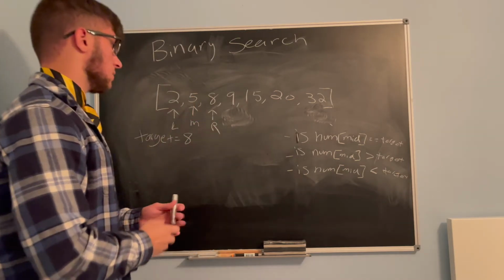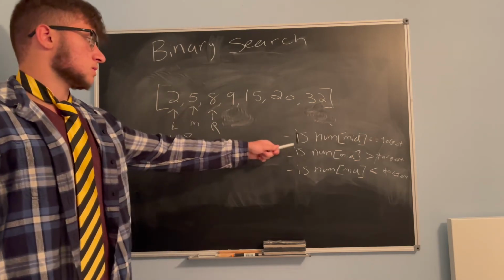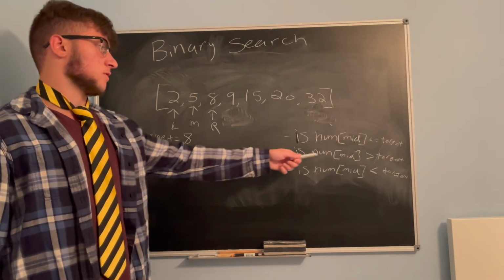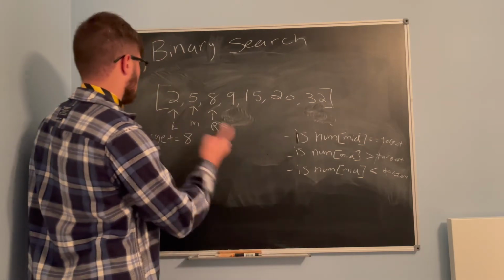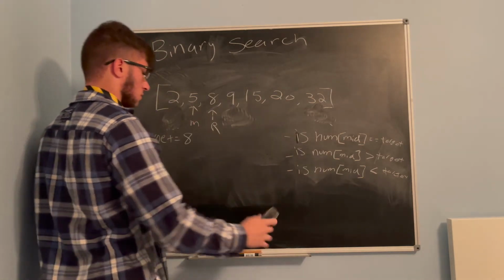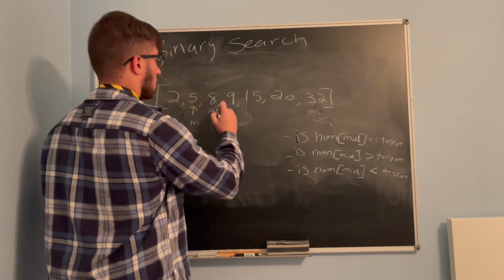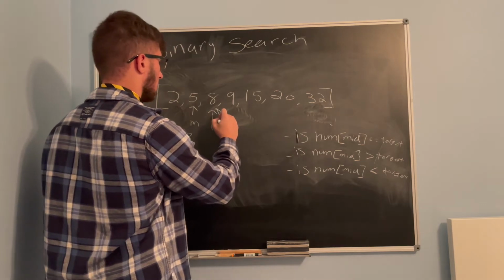And then we ask the same question. Is 5 our target? Well, no, it's not. Is 5 greater than our target? No, it's not. Is 5 less than our target? Yes, it's less than. So that means we take our left pointer and place it 1 in front of our mid pointer. So our left and right pointer will both be targeting this 8 right here.